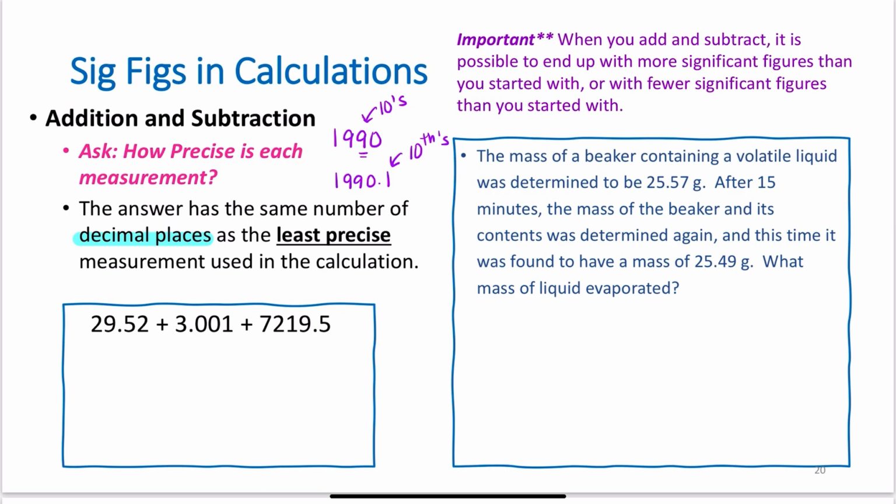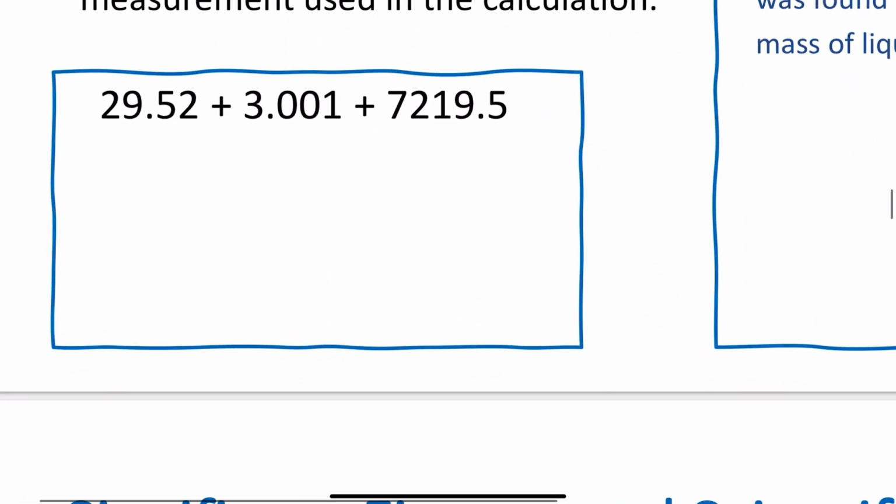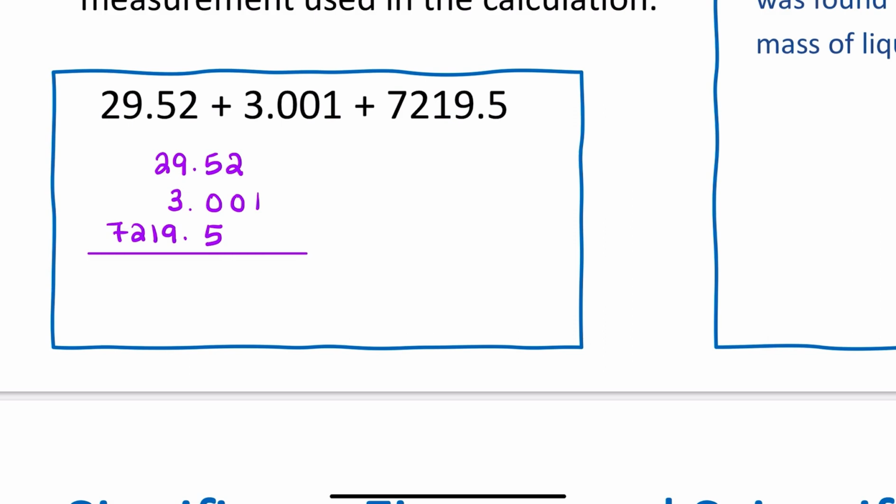So we've got 29.52 plus 3.001 plus 7219.5. Now, when you're first learning to do this, what most students will do is line up their numbers. They're going to say 29.52, line up their decimals, 3.001, and 7219.5. They are then going to draw a line where their least precise measurement ended. When you add this up, you get 7252.021.